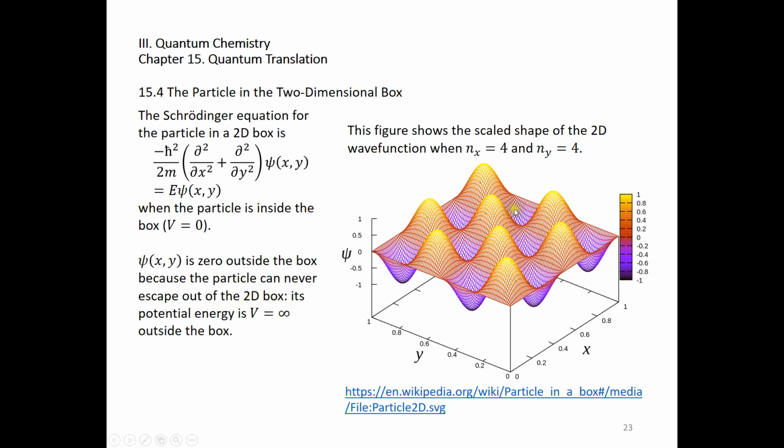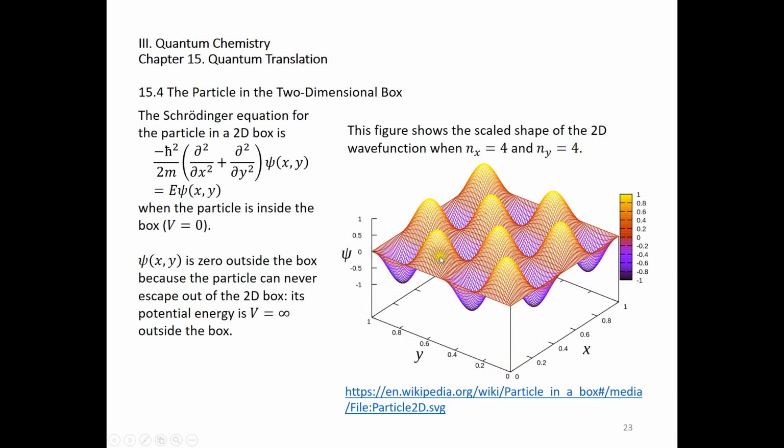Now let's look at this figure. It shows the shape of a two-dimensional wave function for a particle inside a two-dimensional box. We have x from 0 to 1, y from 0 to 1. And over here, if you just look at the x direction, it goes up and down and up and down. So it's just similar to the wave function in one dimension. If you look at the y direction from 0 to 1, also it goes up, goes down, and up and down.